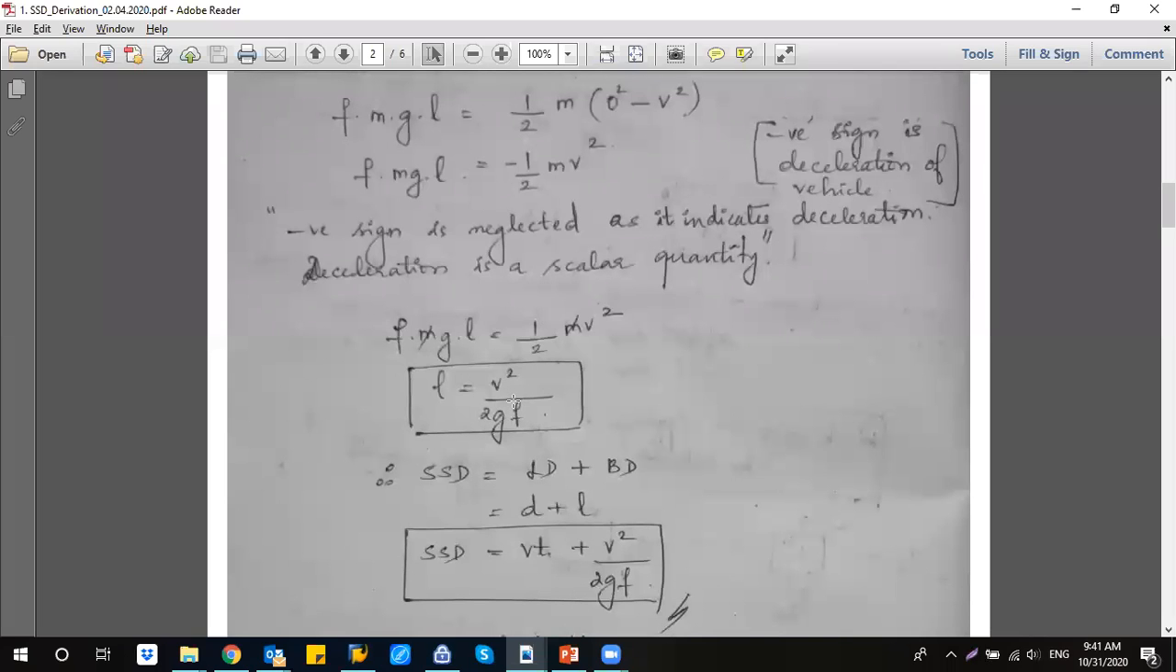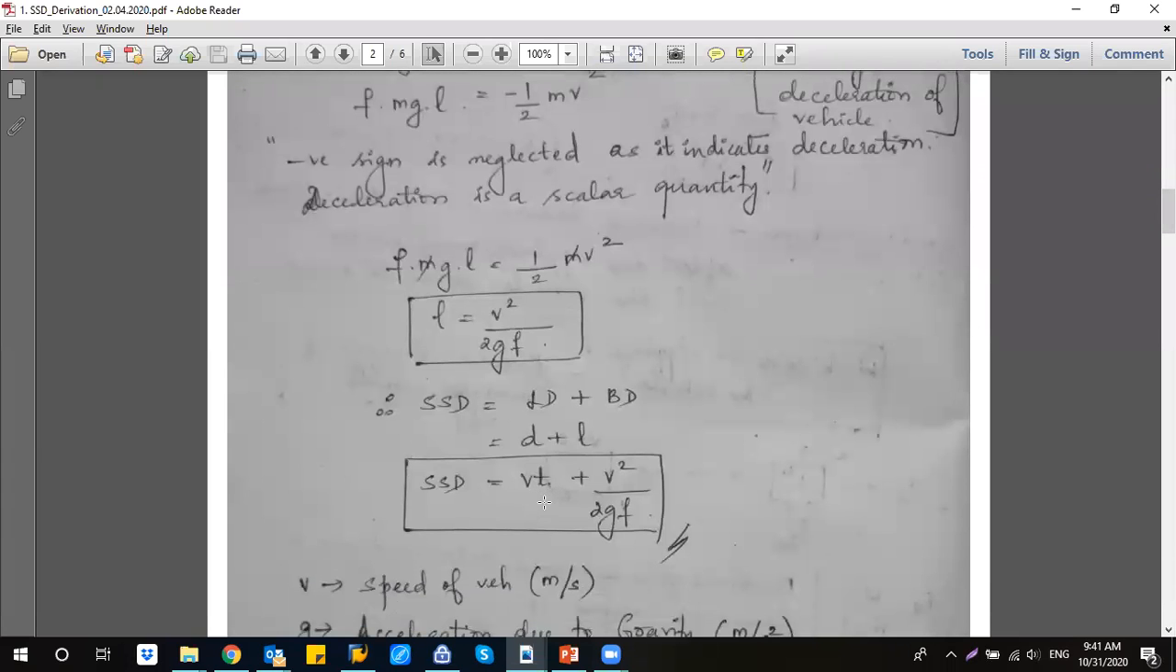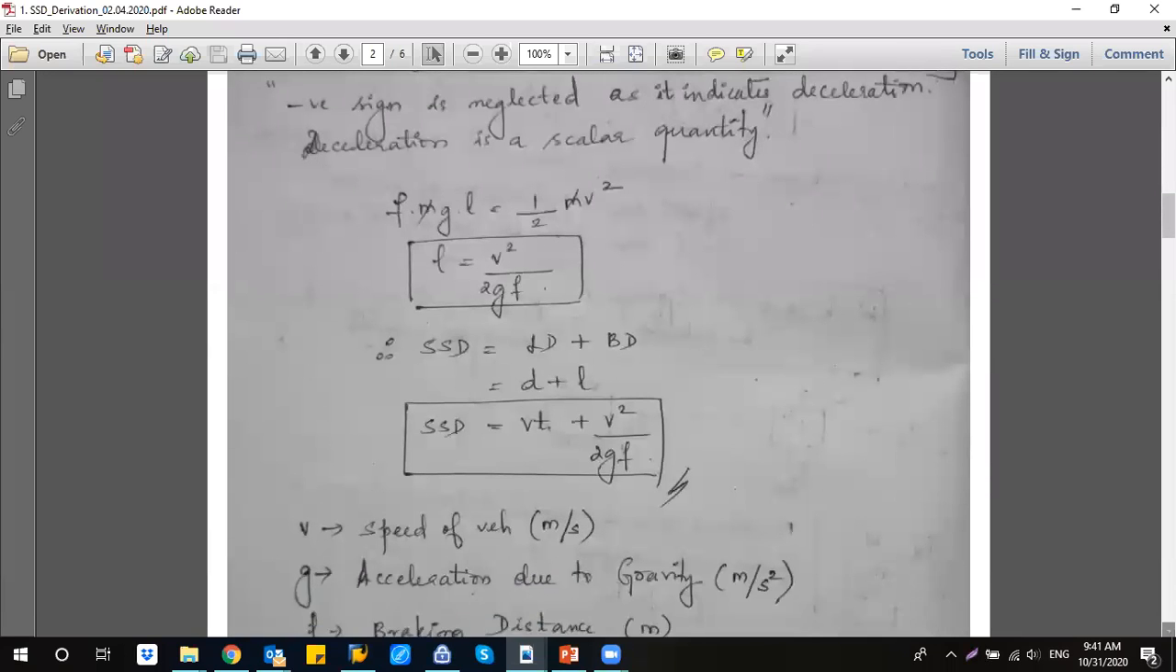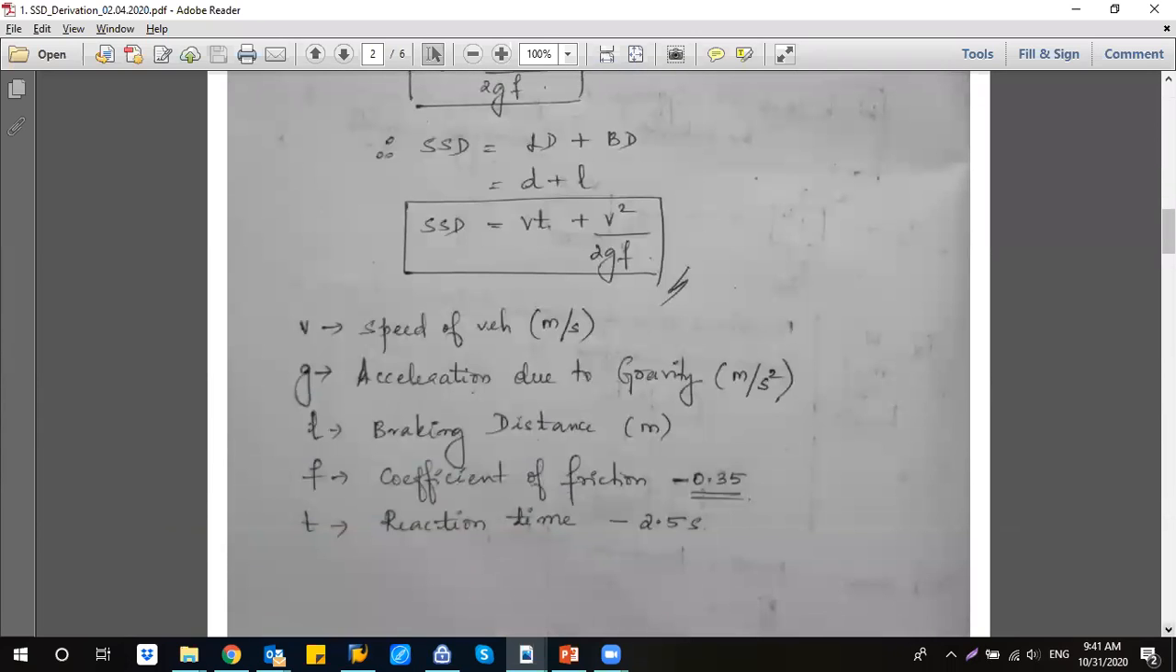Now what is SSD actually? It is a sum of lag distance and the braking distance. Lag distance we had already found out as d, which is Vt, plus v square by 2gf, that is the braking distance. Got it? Easy expression, right? So this is in the case of a level road. Now again, two more scenarios are there: one on the upgrade and one on the downgrade.